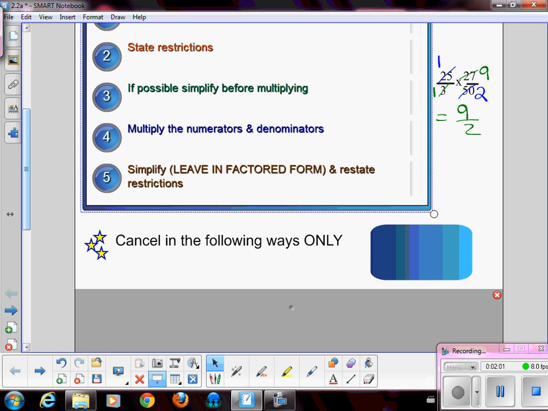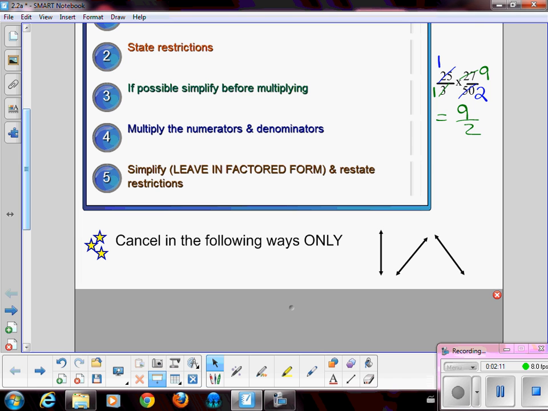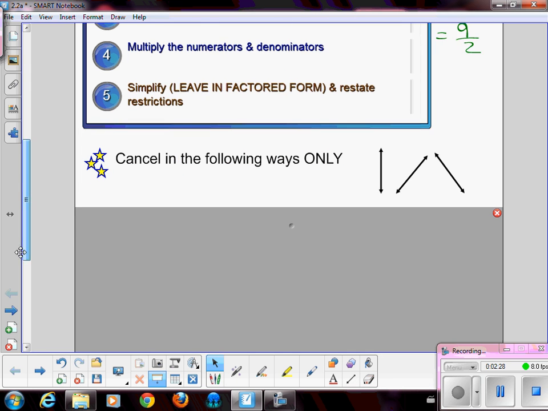So one other important thing. You saw me canceling to get that 9 halves, but it's important that you only do it a certain way. You can always cancel straight up and down. You can cancel sideways, on an angle, either direction. You cannot, however, cancel this way, across. So it is either on an angle or straight up and down.